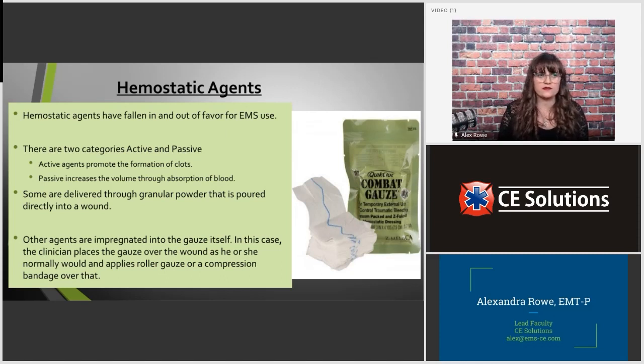There are two categories, active and passive. Active agents promote the formation of clots in the body. Passive agents increase the volume through absorption of blood. There are many different ways that hemostatic agents are carried and utilized. It could be in gauze, like your picture right here, combat gauze, or it could be a granular powder that's actually poured directly into the wound.